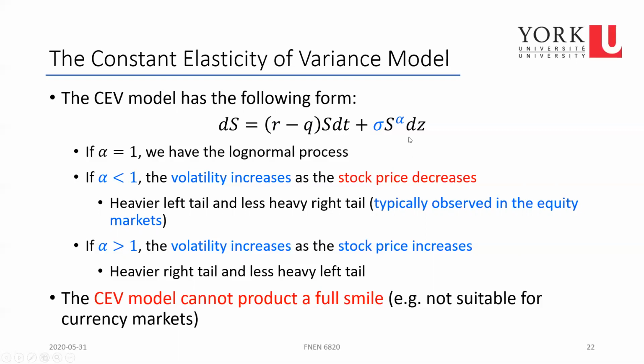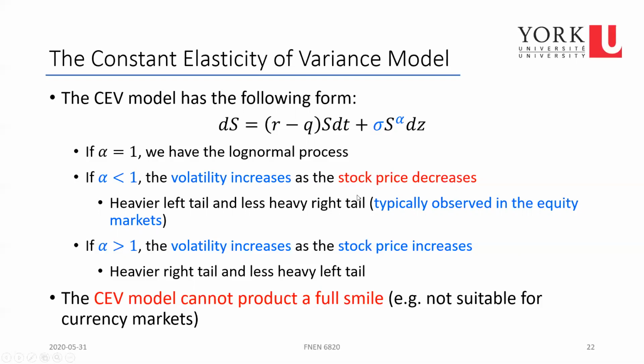And you should see this is actually a risk neutral process because you have a drift, which is R minus Q. Now, in the volatility here, instead of sigma times S, we have sigma times S to the power of alpha. Now, in the log normal process, this alpha will by definition equal 1. And here, alpha can be less than 1 or greater than 1. Now, if alpha is less than 1, the volatility would increase when the stock price decreases.